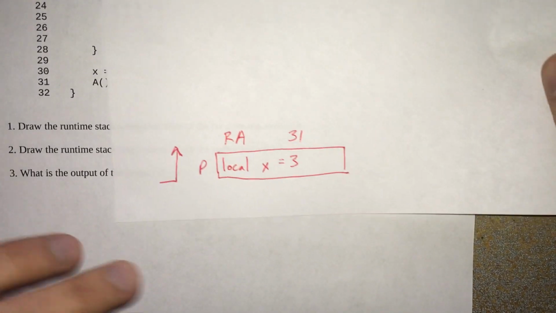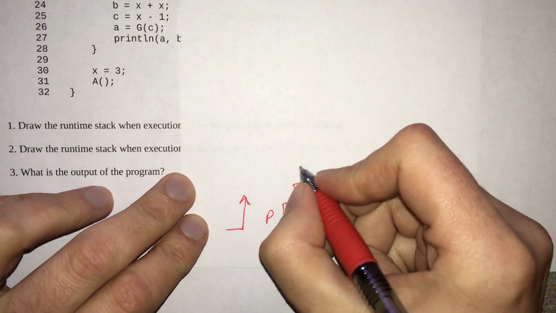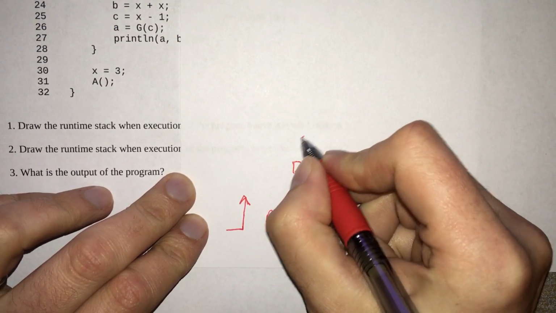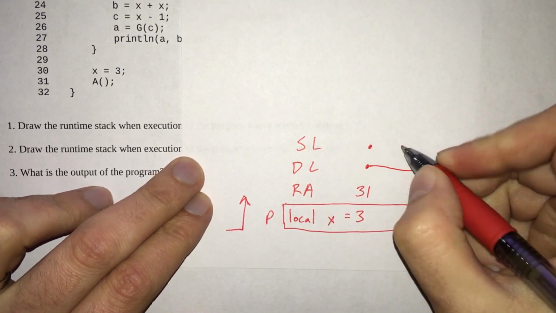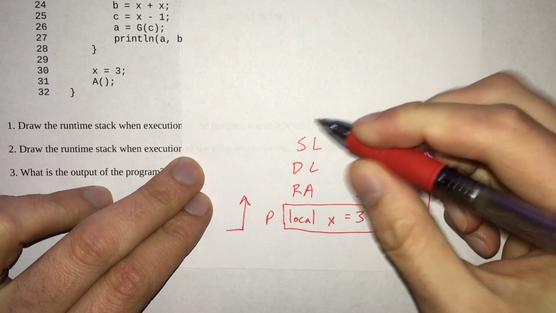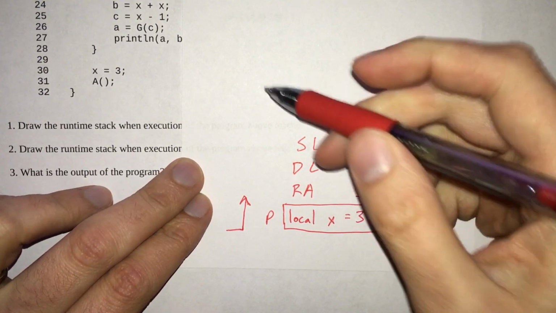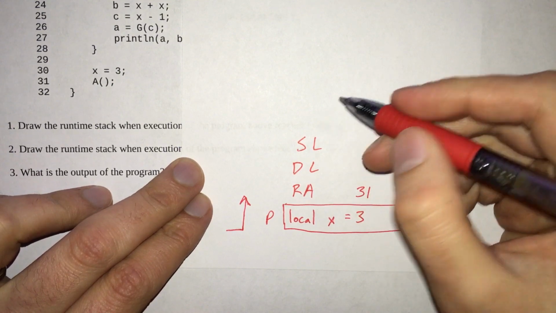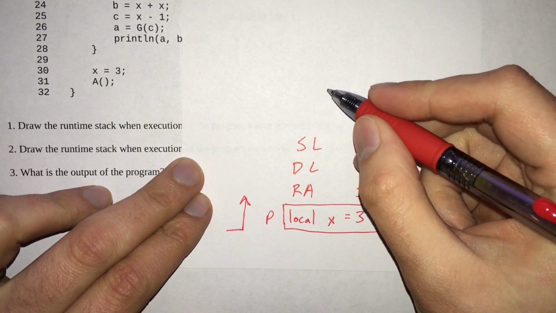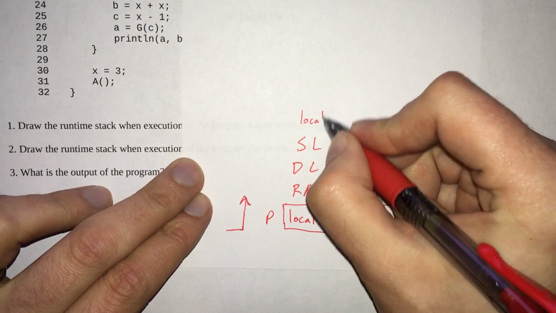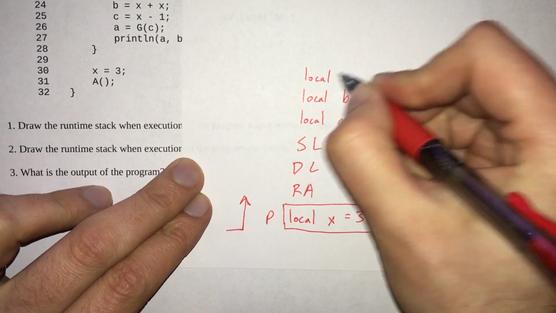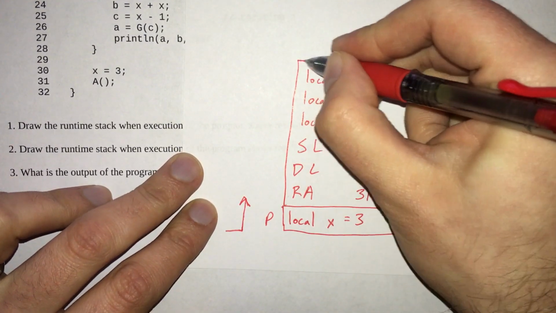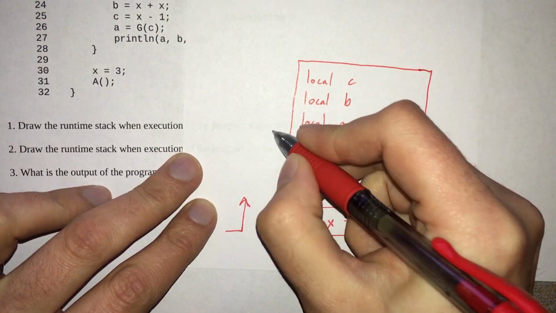Okay, so we push the return address. In calling A, we push the return address onto the stack. We set up the dynamic and static links, which at this point are both just pointing down to the program. We do not have a return value, so A is not a function, and we do not have any parameters. We do have some local variables though, so we have a local variable called A, a local variable called B, and a local variable called C. So this is A's stack frame.